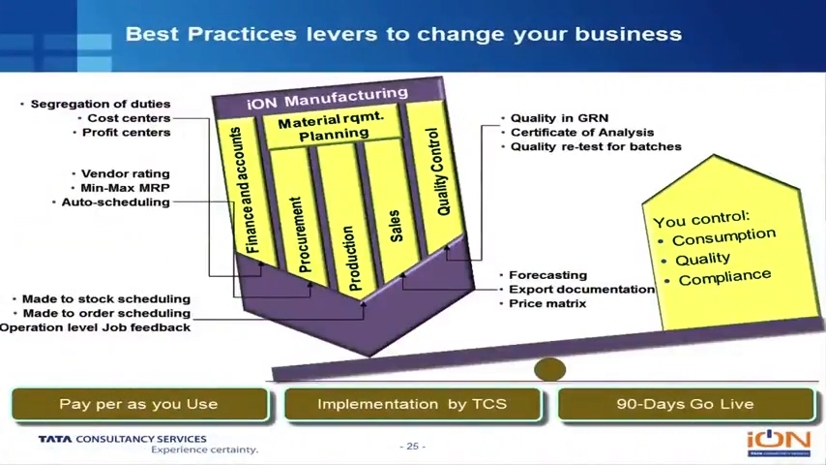To tell you a bit about iON ERP, we have 5 modules. We have finance and accounting, we have procurement, we have production, we have sales, and we have quality control. And at the middle of this, at the heart of this, is what we call material requirement planning, which is the intelligent module. It actually controls all these production functions together based on certain analytics and calculations.